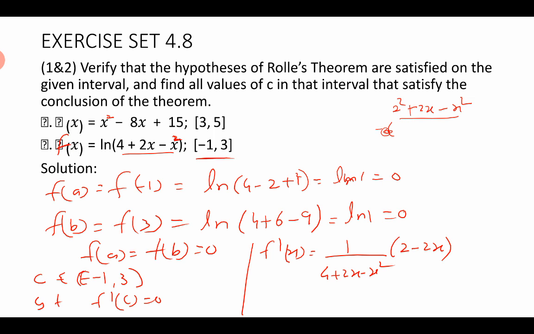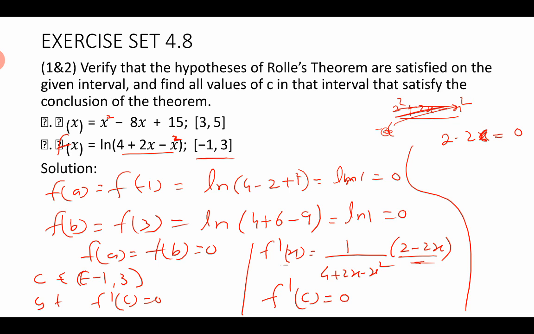Take f dash of c equal to 0 and find the c value. You will find 2 is common in the numerator. So if f dash is to be 0, only the numerator is to be 0. So 2 minus 2x is 0. Instead of x, use c. So 2 equals 2c gives c is 1. So at c is 1, f dash of 1 will be 0. We don't need to find a critical point. We want to show f dash is 0. So only for 0, the numerator should be 0, not the denominator. Don't worry about the denominator. So f dash of 1 is 0.